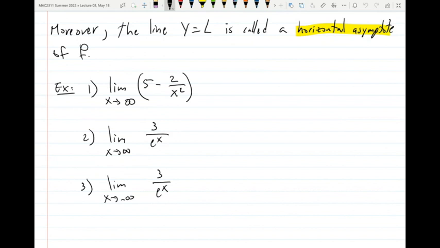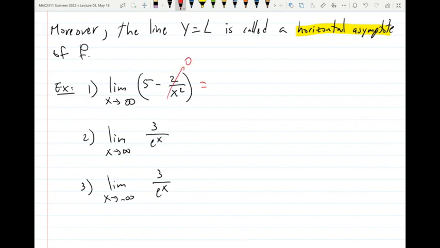Let's see, the first one. Once again, here there is little calculation to do, okay? It's just analyzing just like before. What's the answer for the first one? 5, good. Why? What happened to the term 2 over x squared?